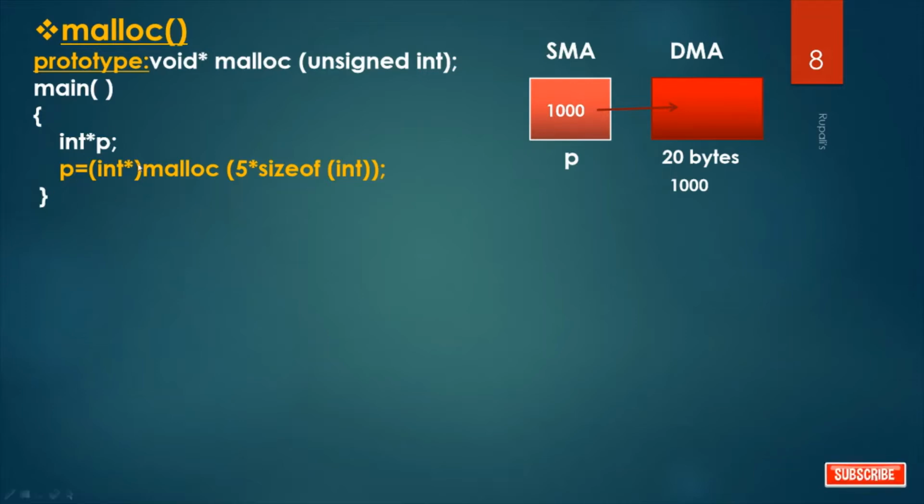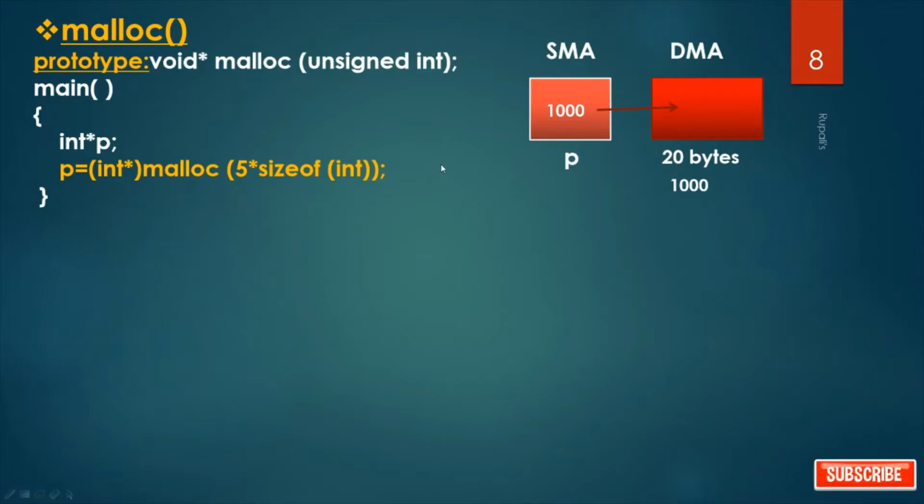Here it is called typecasting, int star, because by default malloc returns void star, but p can hold an address of an integer. So you have to typecast it and make it int star. For typecasting you have to write int star. If p holds a float address, then you have to write float star in this way.